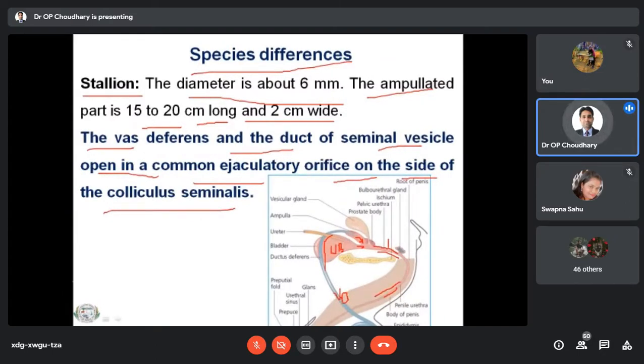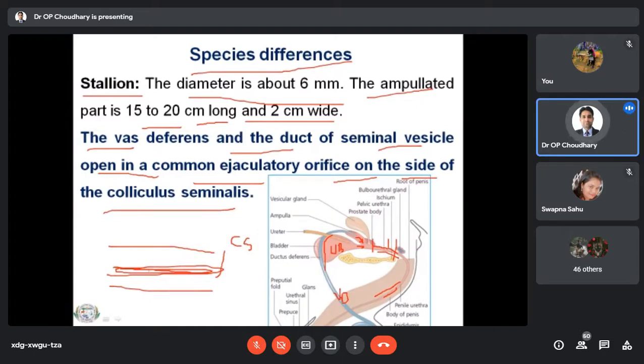So what is the colliculus seminalis? Actually, when you cut open the urethra from the upper part, in the middle of the urethra there is one prominence, and this prominence is called the colliculus seminalis.